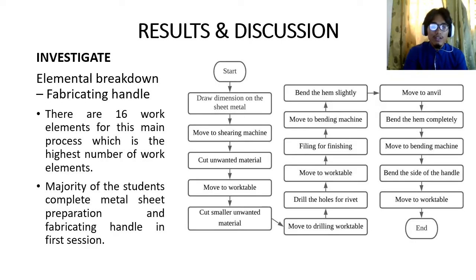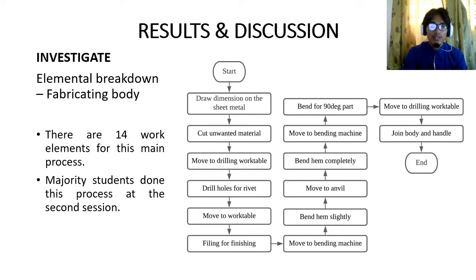Second, fabricating handle consists of 16 work elements, which is the highest number of work elements compared to other main processes. The majority of the students complete the metal sheet preparation and fabricating handle in the first session. This diagram shows the flowchart for fabricating handle. Third, fabricating body, which is the last main process, consists of 14 work elements. The majority of students finish this process in the second session of the fabrication project. This diagram shows the flowchart for fabricating body.